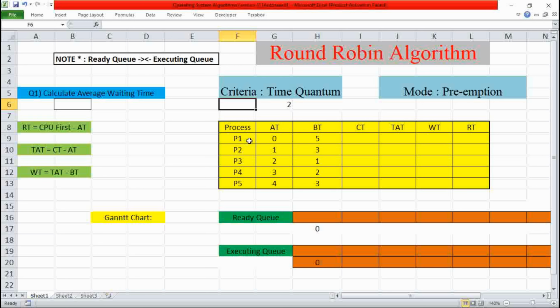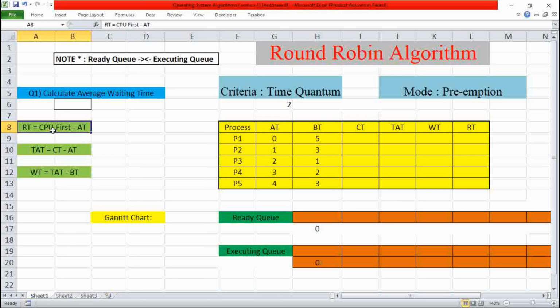Now first of all, to complete this round robin algorithm numerical, we need to know some formulas. The first one is RT, which is response time, equal to CPU first minus arrival time. Total arrival time is equal to completion time minus arrival time, and waiting time is equal to total arrival time minus burst time. Now you might have a doubt: what is CPU first? CPU first means the first interaction of the process with the CPU.